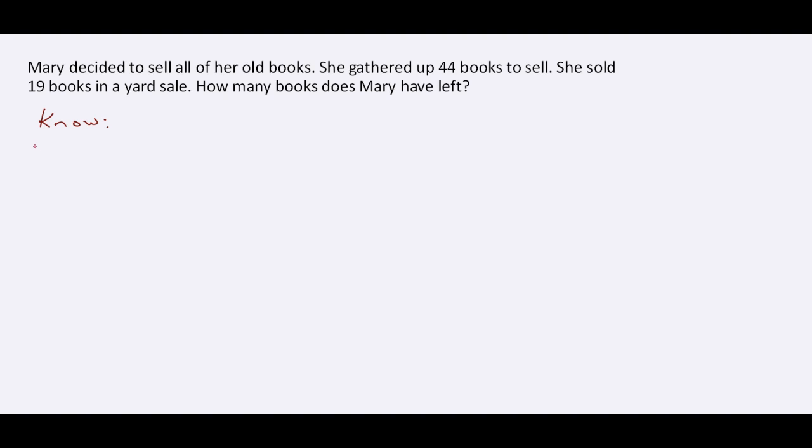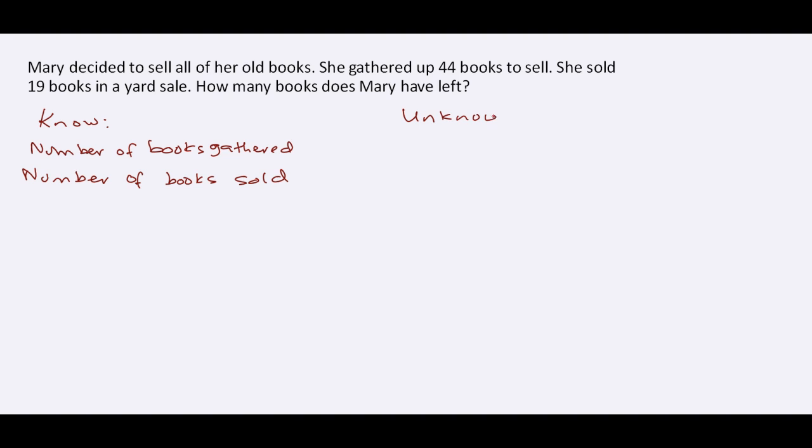We know the number of books gathered. We also know the number of books sold. We don't know that right now. The unknown is the number of books left. Okay, so now we want to figure out if we can identify a keyword that leads us to a subtraction.